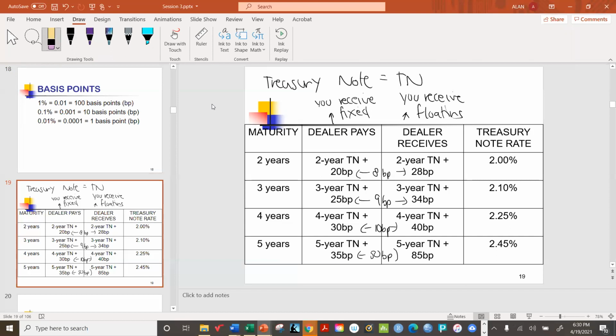Now, if you notice, like I said, as you go further down the list, as the maturities increase, so do the spreads. Why is that? Because the longer maturity swaps are riskier.